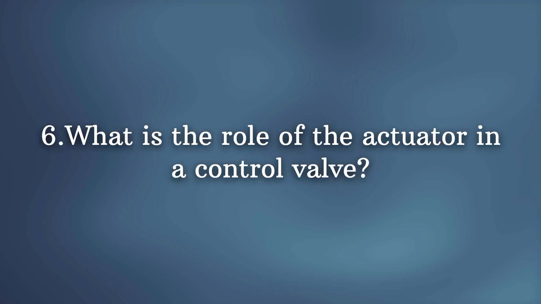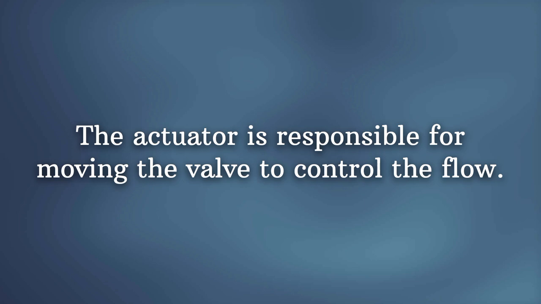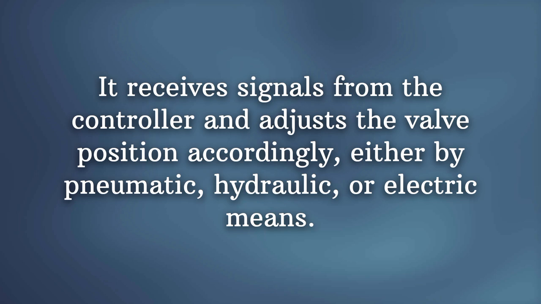What is the role of the actuator in a control valve? The actuator is responsible for moving the valve to control the flow. It receives signals from the controller and adjusts the valve position accordingly, either by pneumatic, hydraulic, or electric means.